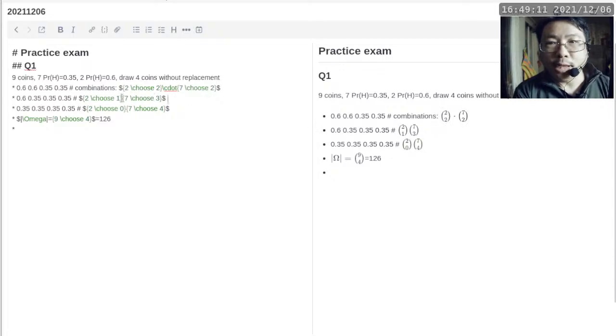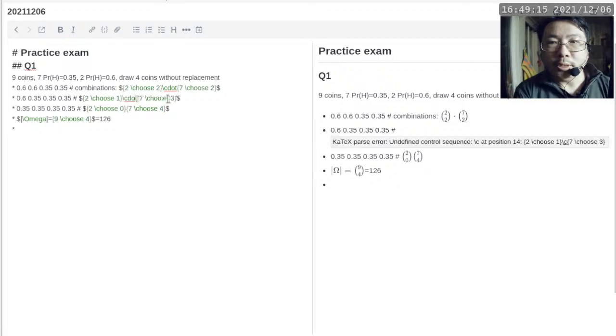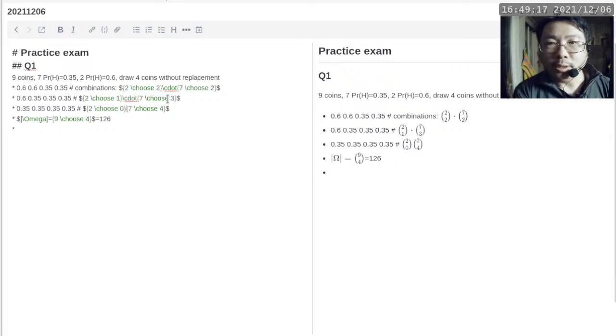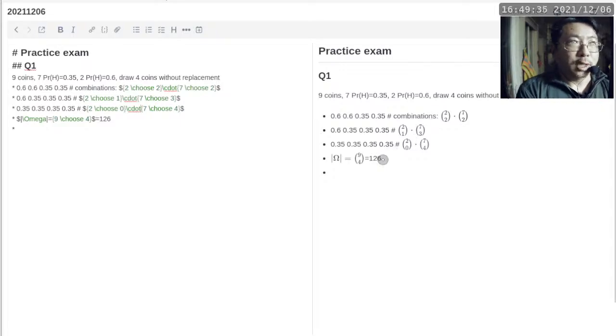But if you add up the 3 numbers, then you should end up with 126, because that should account for all the different ways to choose 4 coins out of 9 in this case. So we should end up with 126. If you add this product and this product and this product, we should still end up with 126. So Jonathan is correct about that part.